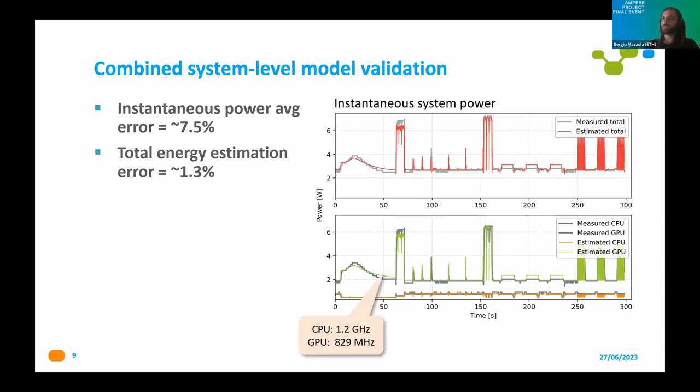You also can see an average instantaneous power error of about 7%, with an energy estimation error of almost 1%. So it's very low. And still you can appreciate the decomposability characteristics of this kind of model, because you can have both the energy estimation or the power estimation at the level of the whole system, or also for the individual subsystem, so for the CPU or for the GPU.